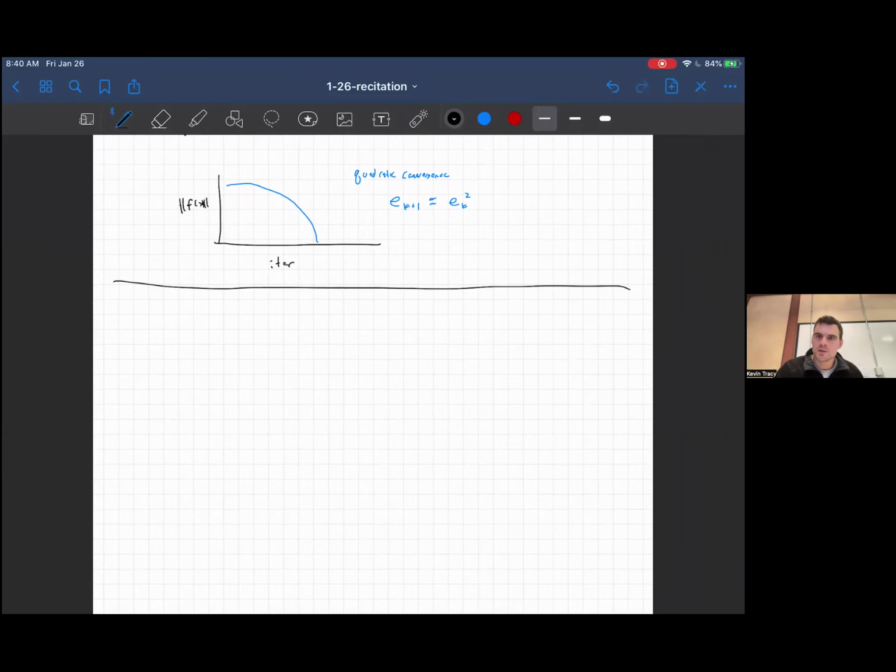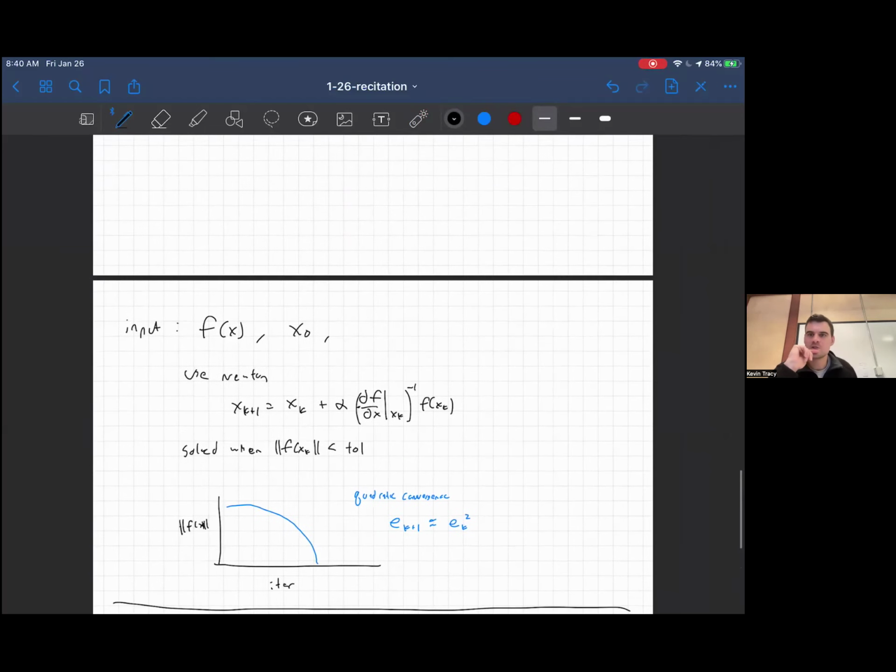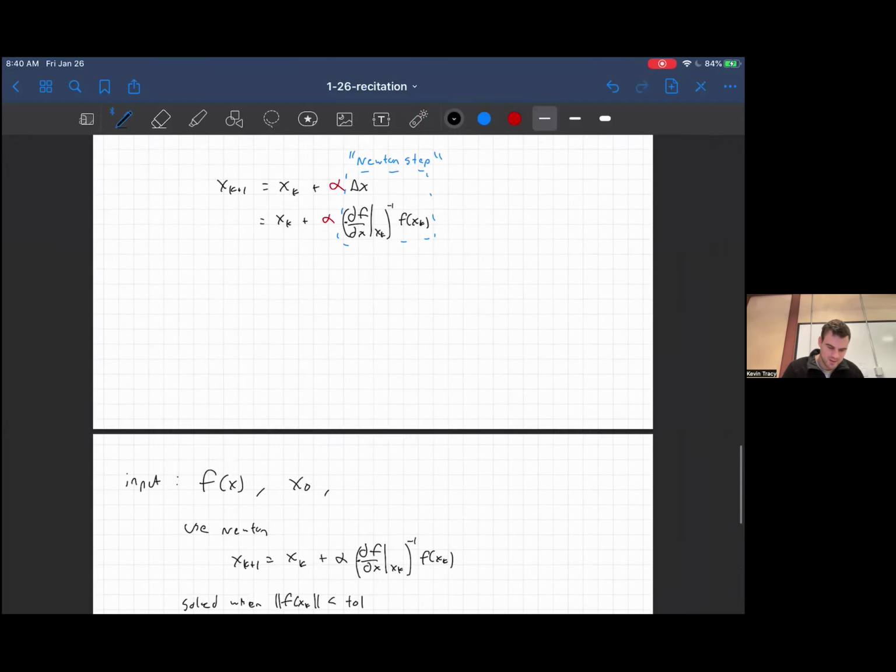Could you explain why we look at the norm of f of xk less than 1? Did I say less than 1 somewhere? Sorry. So the question in the chat is, could you explain why we look at the norm of f of xk less than 1? Shouldn't we be looking for f of xk close to 0? So yes. Do I have something where I say less than 1?